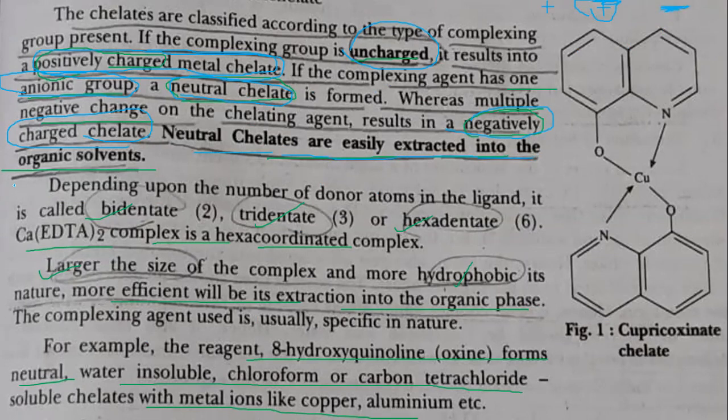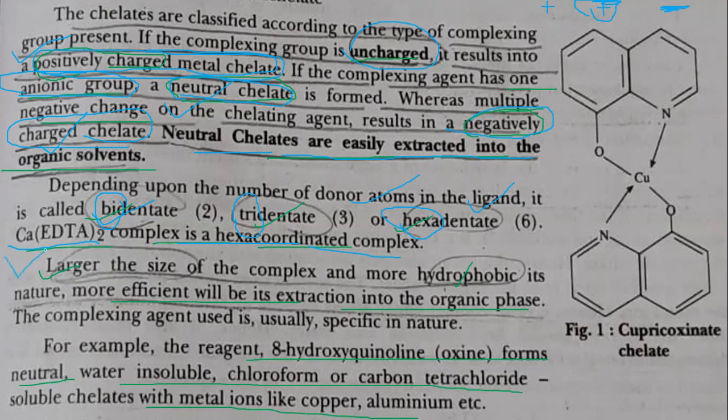See here. So do you get it? Why there is a positive charge metal chelate formation, neutral metal chelate formation, and negative metal chelate formation. Okay, so depending upon the number of donor atoms present in the ligand, they may be called bidentate. म्हणजे त्याच्याकडे किती डोनर आयटम आहेत? 2 आहेत. Tridentate means 3 donors are there. Hexadentate means 6 donors are there. Okay, so calcium EDTA complex is a hexa-coordinate complex. Calcium EDTA complex is a hexa-coordinate complex.